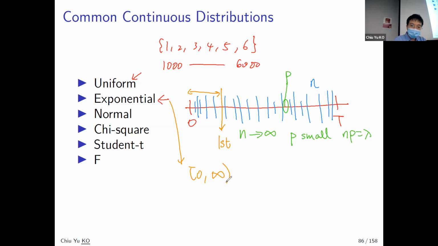And the next one will be normal. Okay, normal probably everyone would have learned it. There's the famous bell curve.